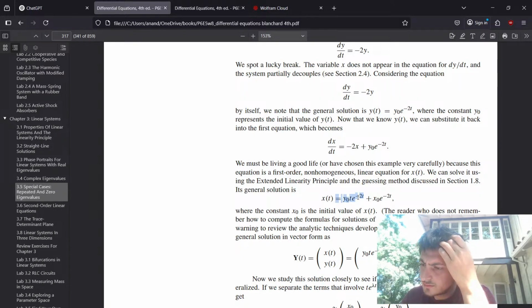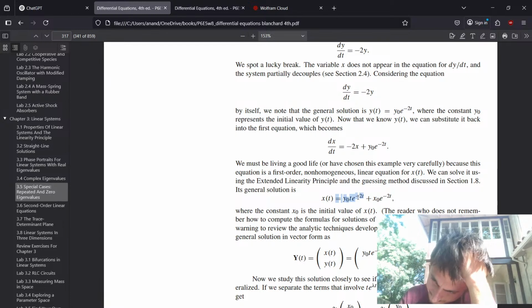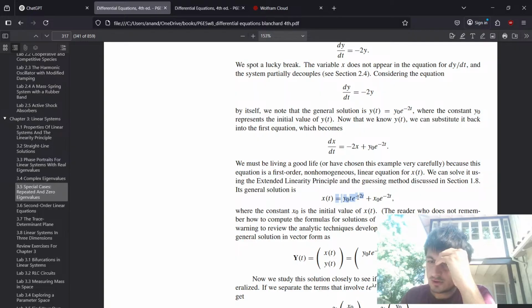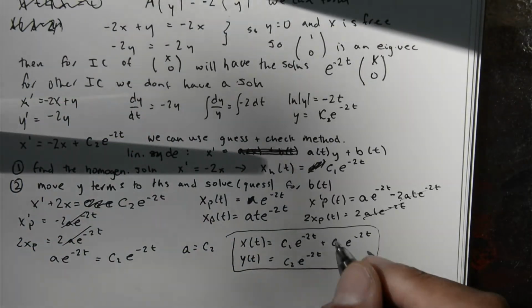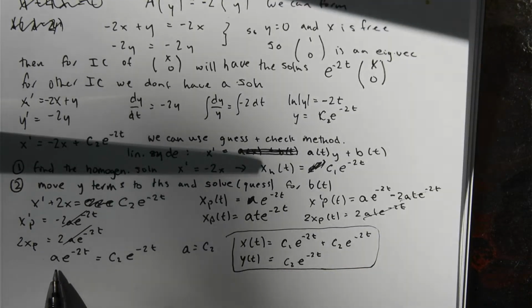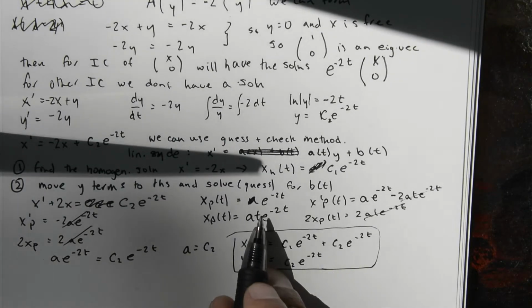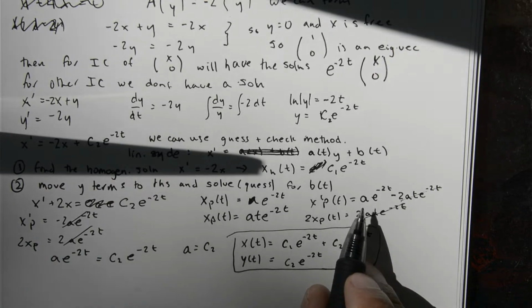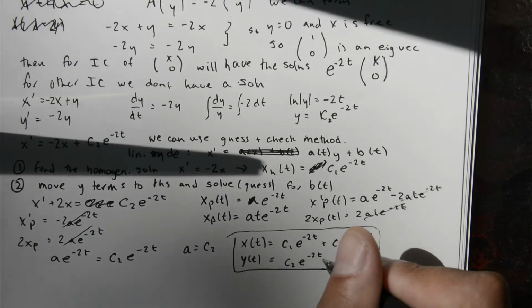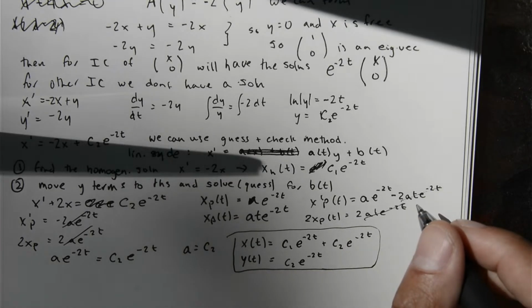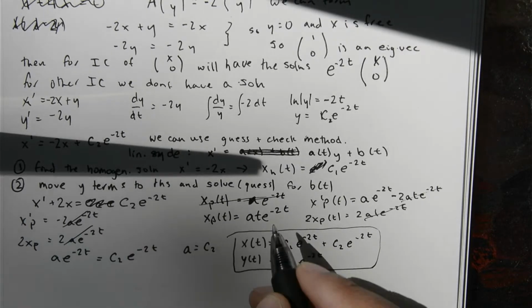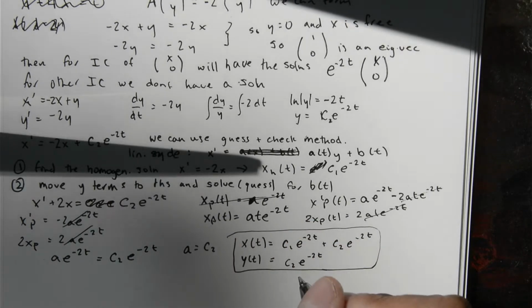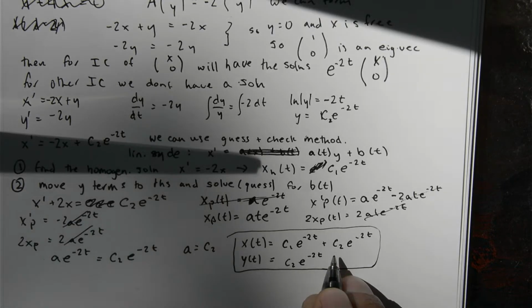How did I do it wrong? Oh, wait, you know what I think it is? I think you solve for A, but XP is still our guess. So this is actually C1. Wait, no, this is the guess. So this is the old guess. This is the new guess. But A is C2. So this is the particular, so we need a T in here.